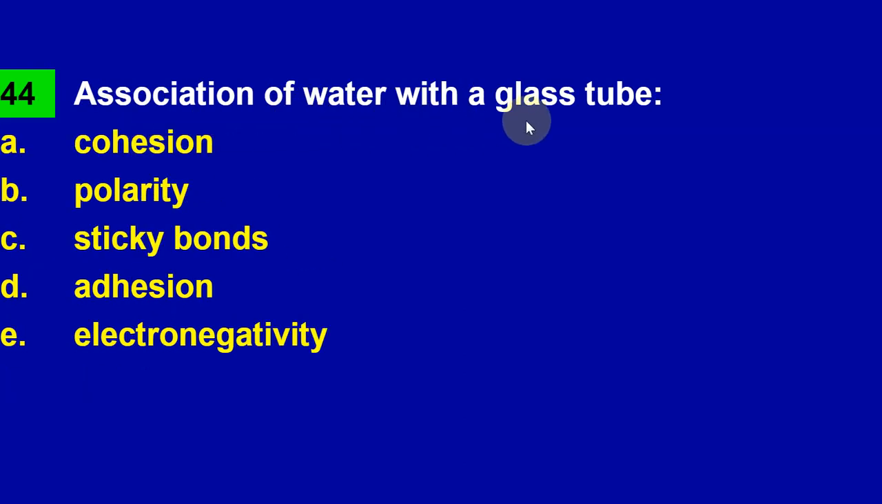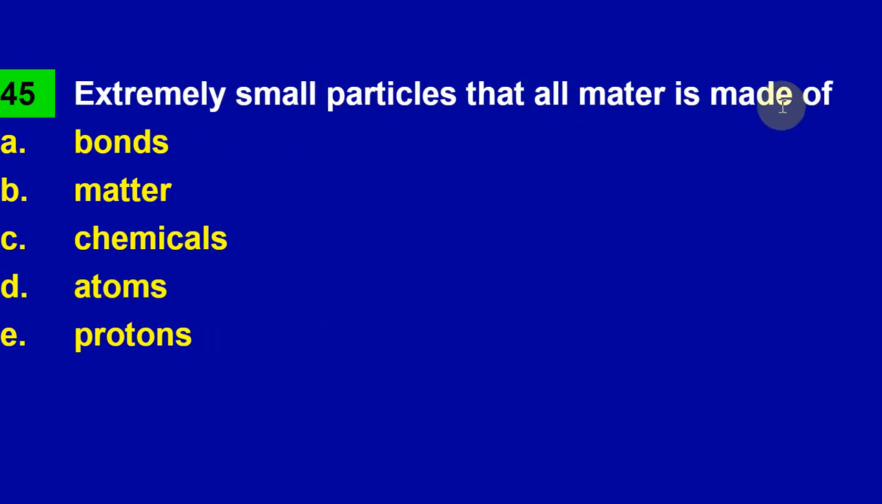All right. Association of water with a glass cube. You should know that by now. What is it? Cohesion or adhesion? Yeah, adhesion. Next. Extremely small particles that all matter is made of. Atoms. Next.